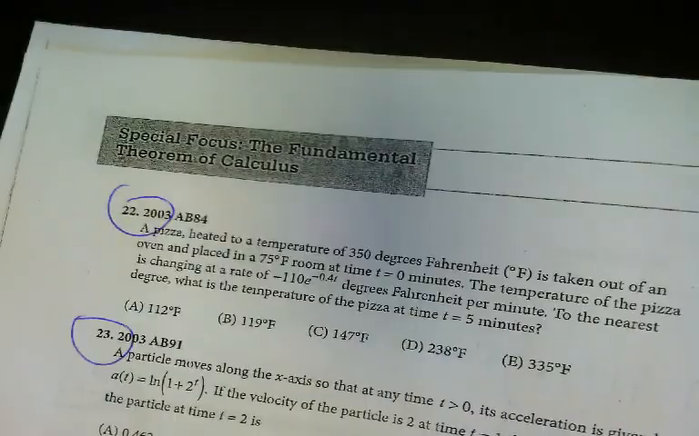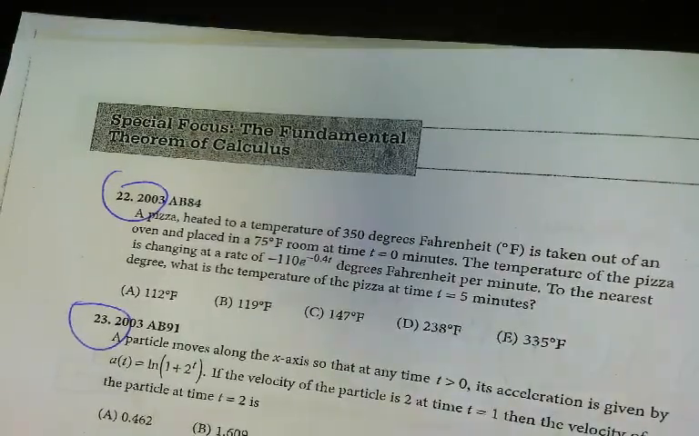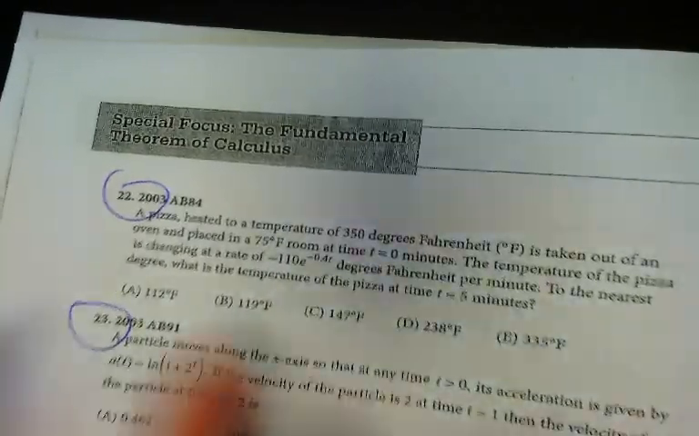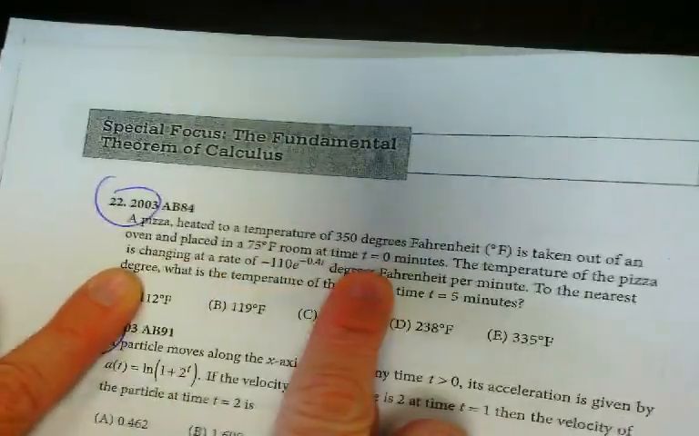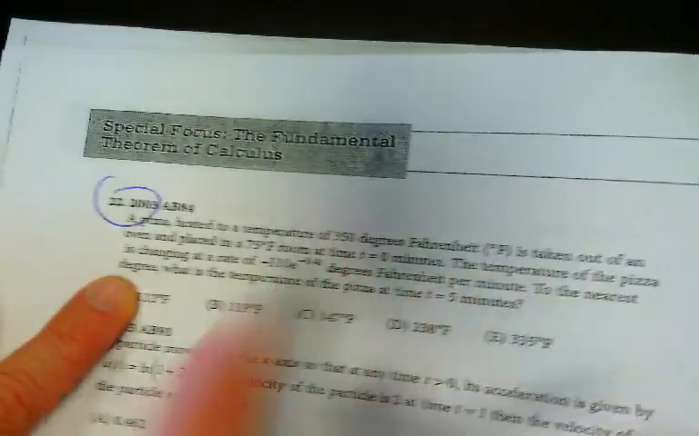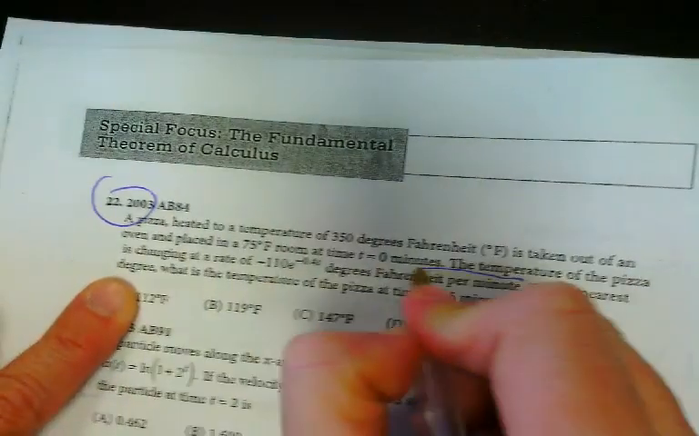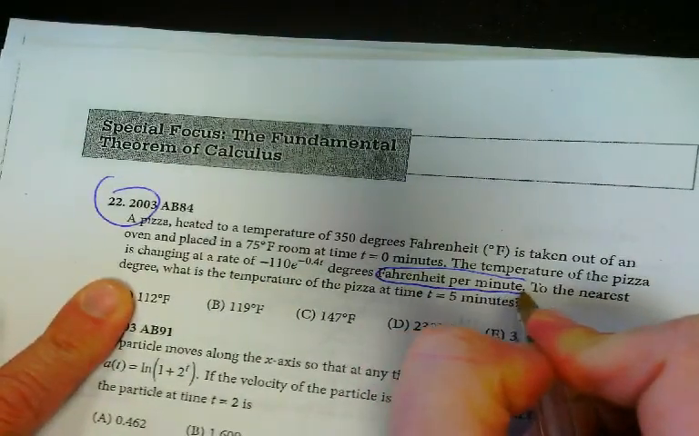22. They threw a lot of information at you. A pizza is heated to a temperature of 350 degrees. It's taken out of the oven and placed in a room at 75 degrees at t equals 0. The temperature of the pizza changes at this rate. Circle those units for yourself. Degrees Fahrenheit per minute.